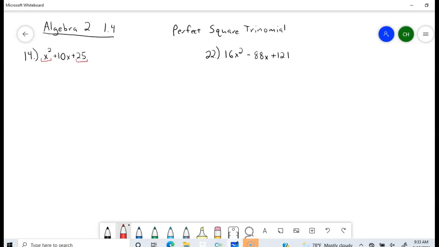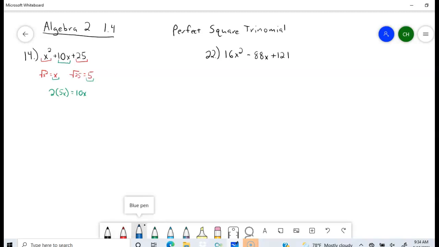Are those perfect squares? Well, the square root of x squared equals x, so that is a perfect square. The square root of 25 is equal to 5, so that is a perfect square. Now, if I can take the square root of my first term and the square root of my second term and multiply them times 2, which would look like 2 times 5x equals 10x, if that equals my middle term, then that means that this is a perfect square trinomial.